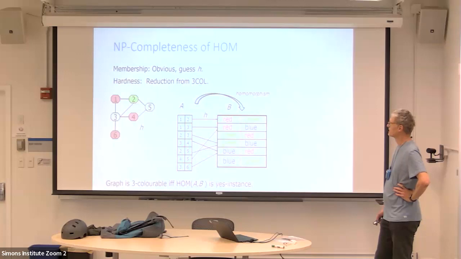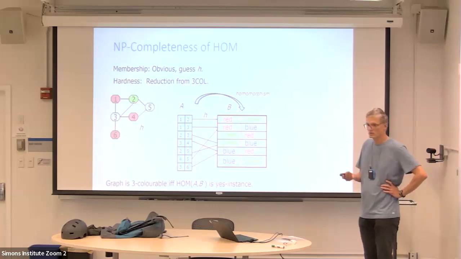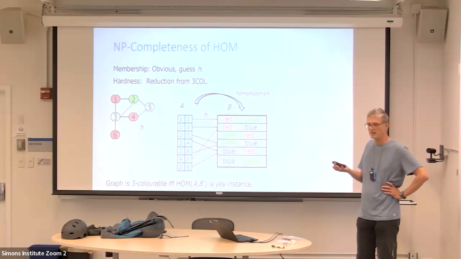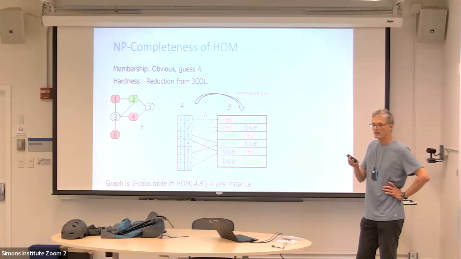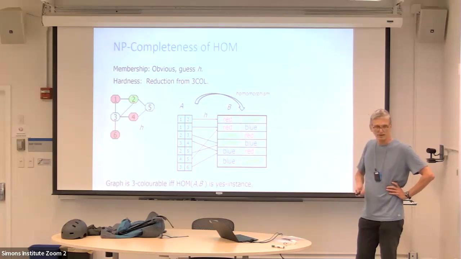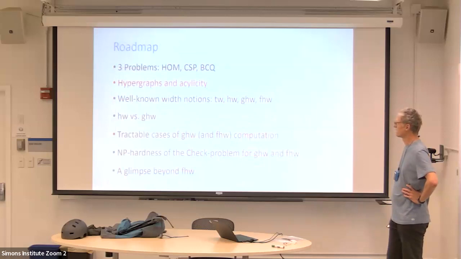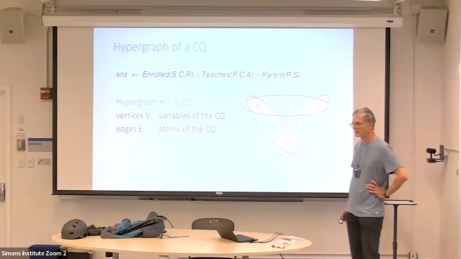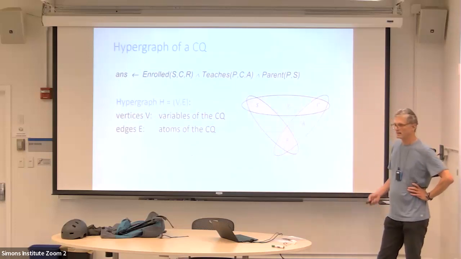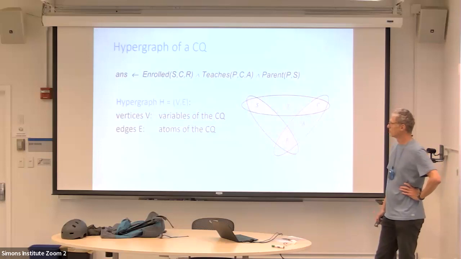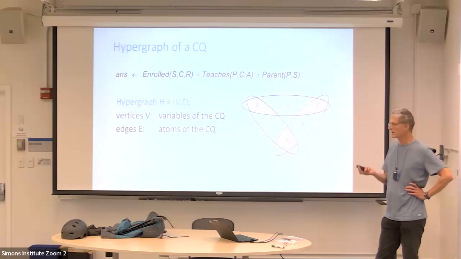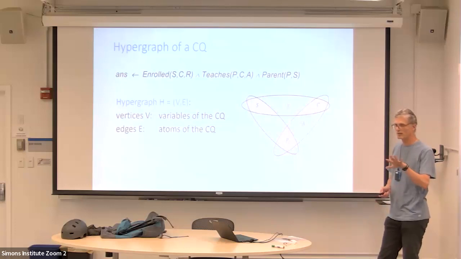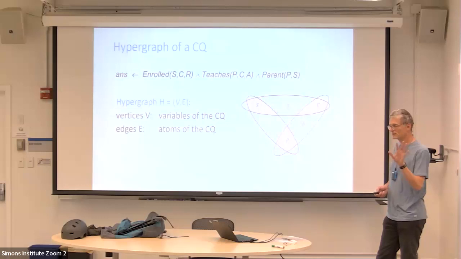It's possibly easiest seen for the homomorphism problem, which you can consider as a generalization of three colorability. Three colorability asks, given a graph, does it have a homomorphism to the triangle? So it's clear that all these problems are NP complete, so we have to do something. To analyze the complexity and to identify favorable cases of these problems, we look at the underlying structure, and that is the structure of the hypergraph. From now on, I will only talk about conjunctive queries, but of course, everything applies to CSPs and to homomorphism problems.